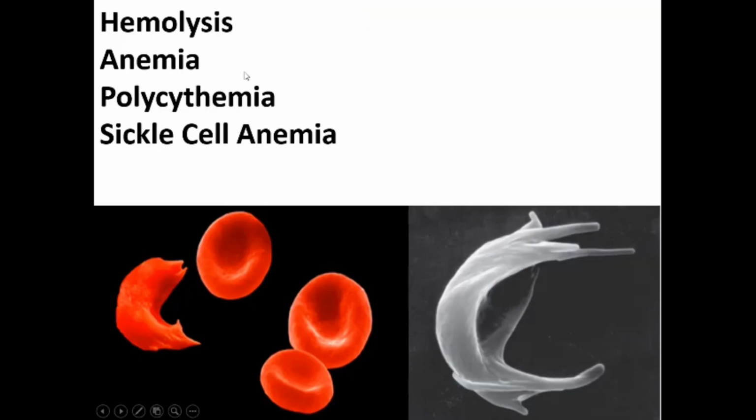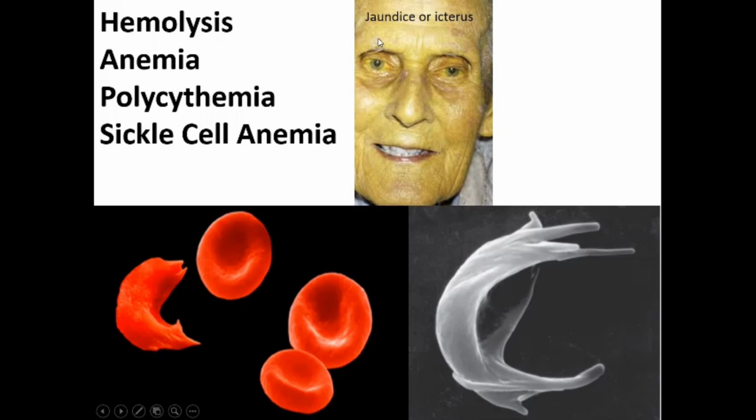Some disorders of the blood. Hemolysis is the rupturing or breaking down of the RBC and release of hemoglobin into the blood. When we have increased rupturing of RBCs, the liver cannot convert the unconjugated bilirubin to conjugated bilirubin, so it remains in the blood and creates jaundice or icterus. You can see the yellow skin because of increased unconjugated bilirubin in the blood.